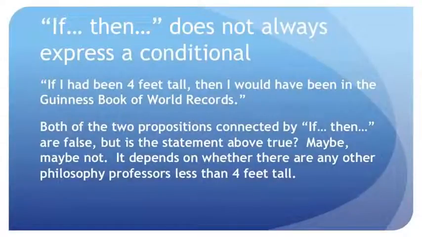For instance, if we use if, then around phrases that are in the subjunctive mood, then often what we end up with is not a truth functional connective. If I say, if I had been 4 feet tall, then I would have been in the Guinness Book of World Records, I'm not saying something, the truth or falsity of which is a product of the truth or falsity of the ingredient propositions. Right? The truth or falsity of, if I had been 4 feet tall, then I would have been in the Guinness Book of World Records, depends on things other than just the truth or falsity of my being 4 feet tall and my being in the Guinness Book of World Records. It depends on all sorts of other things as well.